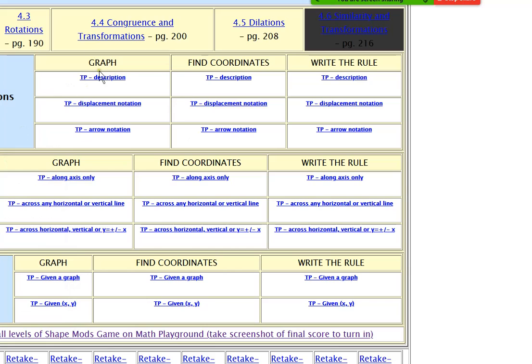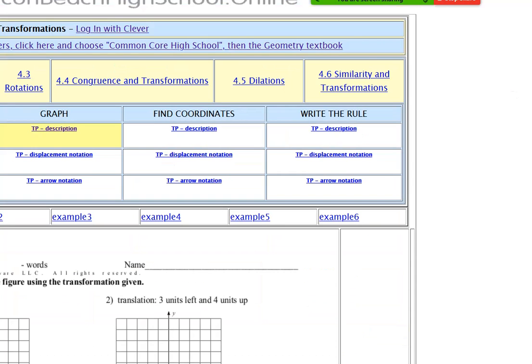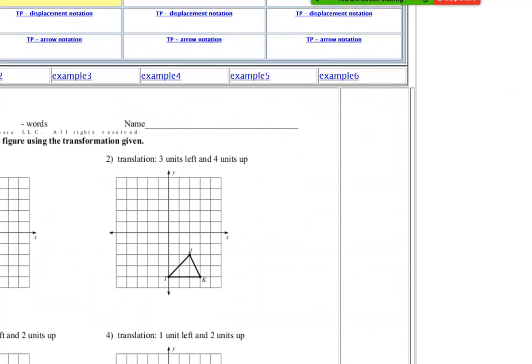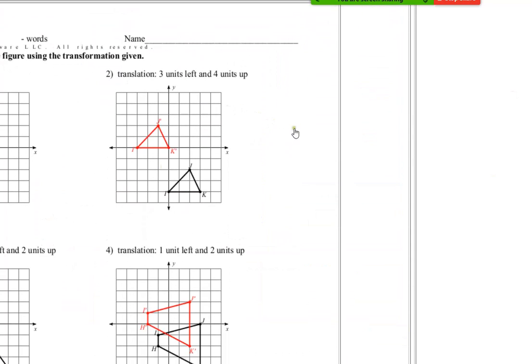Translations. There's lots of different ways of me asking these questions. Look, there's actually 9 different ways, but they're all really easy. Check this out. Here in words, graph the image using the transformation given. 1 unit up. Oh, look, it's 1 unit up. There's 3 units to the left and 4 units up. Reminder, the black one is the pre-image. It's the one you started with, and the red one is the image. The answer is the image.